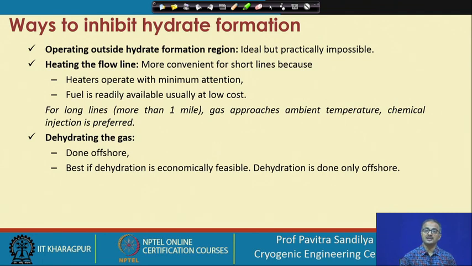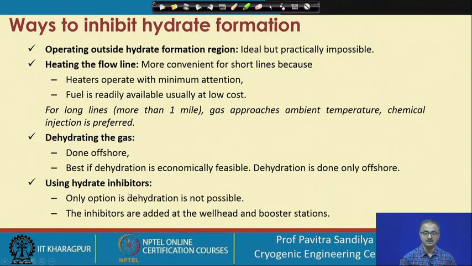We can also dehydrate the system, as we learnt in the chapter on dehydration. That means, if we take out the water and the water level comes down so much that even if there is the right pressure and right temperature, the gas will not be able to find enough water to form hydrates. So, dehydration is another way of reducing the chances of hydrate formation, and it is generally done offshore and if it is economically feasible.